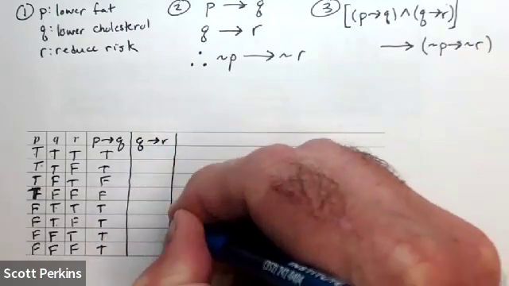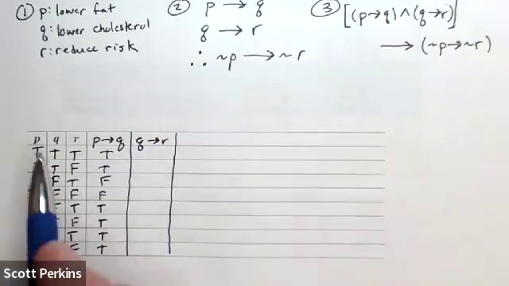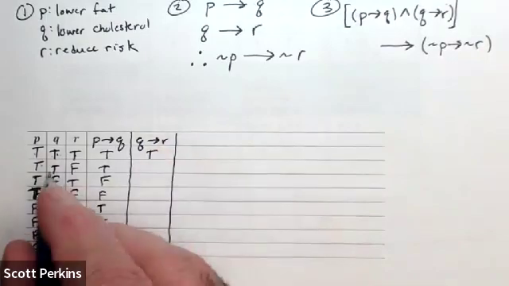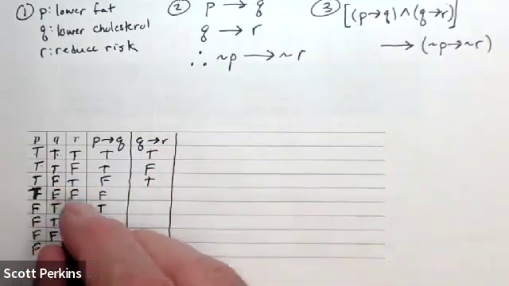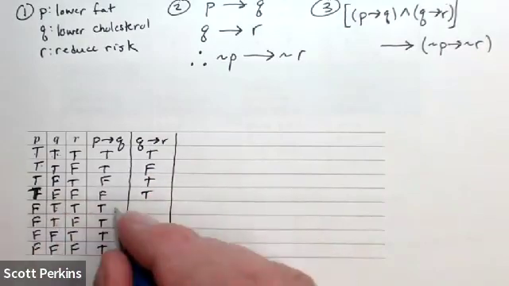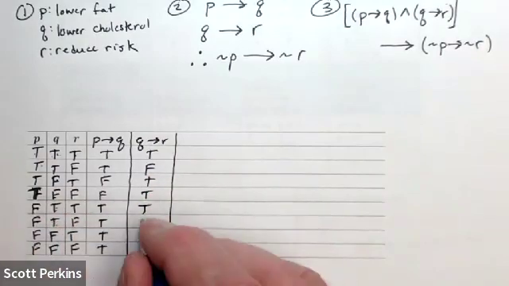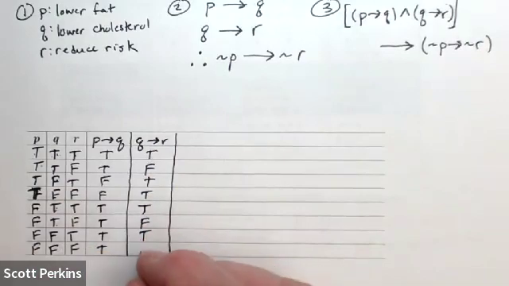Okay, Q then R, same thing. True then true is true, true then false is false, false then true is true, false then false is true, true then true is true, true then false is false, and then the last two are going to be true.